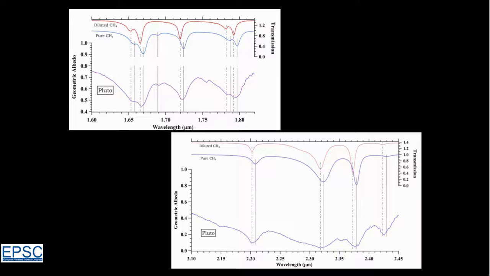On the figures, we can notice clear spectral band shifts between pure CH4 and CH4 diluted in N2 laboratory data. Pluto's spectrum has the pure CH4 1.69 micrometers band, but it has an intermediate position for the other bands, which means that pure CH4 and also CH4 diluted in N2 ice are present on Pluto's surface.